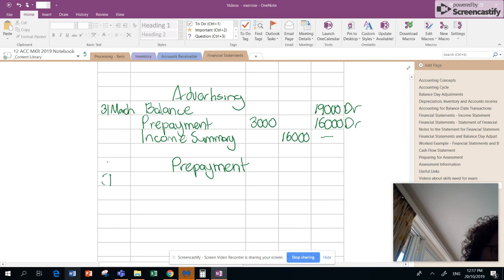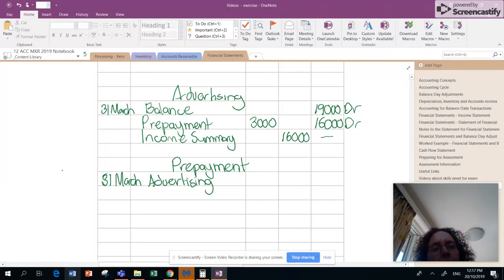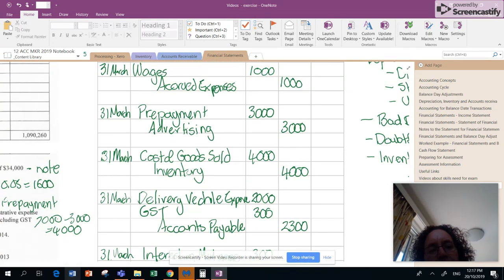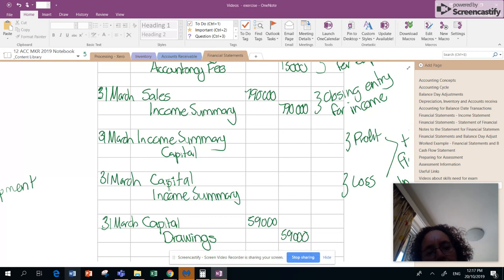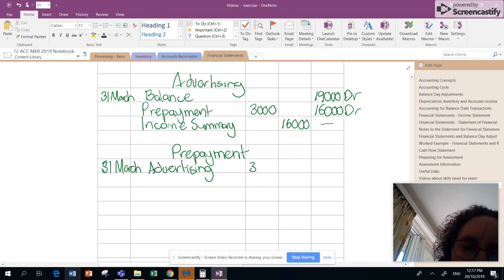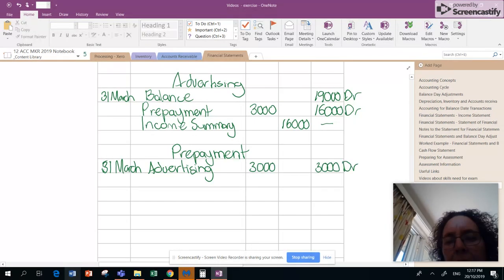Prepayments. Now, this one, we know we created it, so it's not going to have an opening balance, but we used it in our journal entry. So advertising as the contra account, and if we go back and look at it, it tells us that we debit prepayment by 3,000. Okay, 3,000. And we know that prepayments are current assets, so we're not going to close it off.